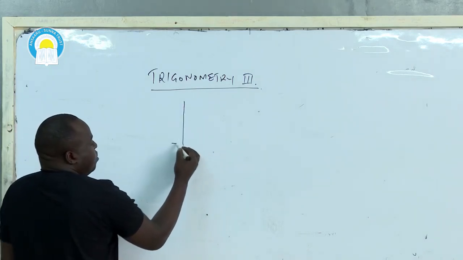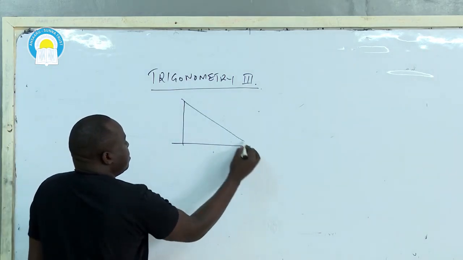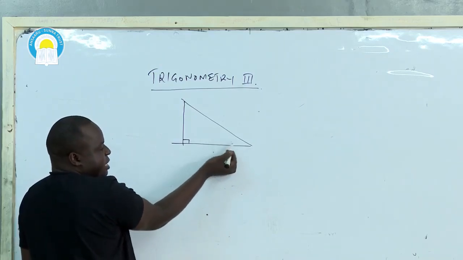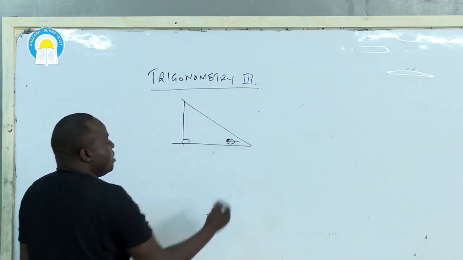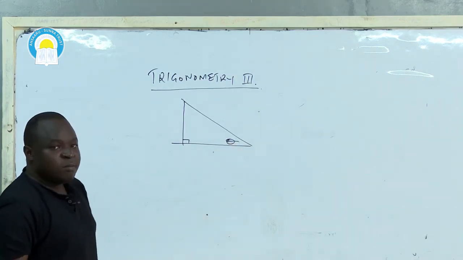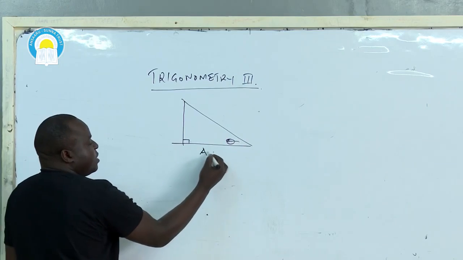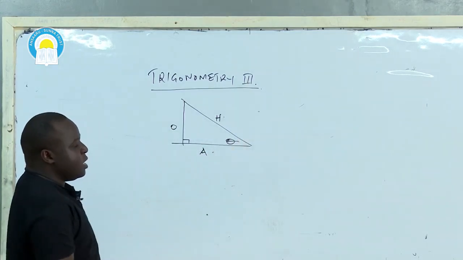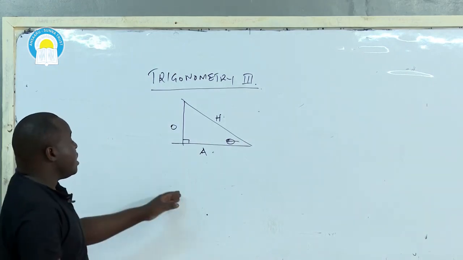In Form 2, you were told that if you have a right angle triangle, whereby an unknown angle, let's say this angle, an unknown angle, we call it theta. So if this is a right angle triangle whereby this is theta, this is normally referred to as the adjacent, the opposite, and the hypotenuse. The three sides of a right angle triangle.